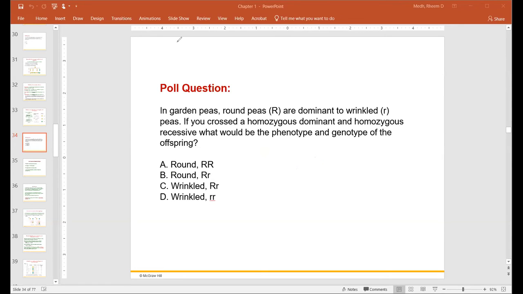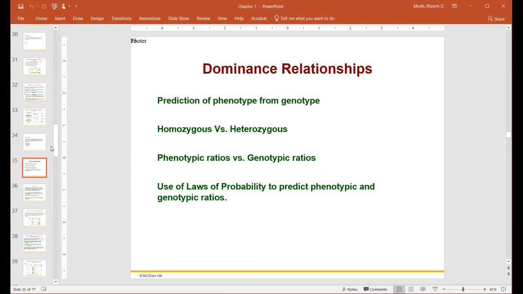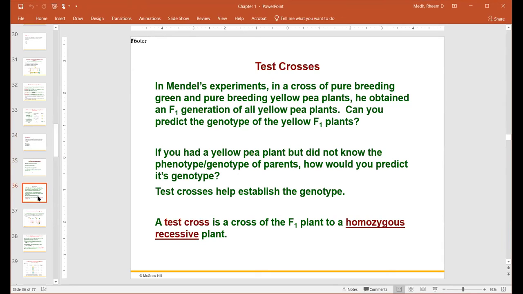Okay, let's go to the next slide. So dominant relations, prediction of phenotype from genotype. That of course we can do if we know which one's dominant and which one's recessive. Homozygous versus heterozygous, phenotypic ratios versus genotypic ratios, and applying the laws of probability. So we've done all of these. Let's just talk about this step by step.